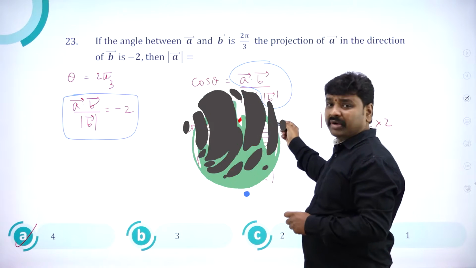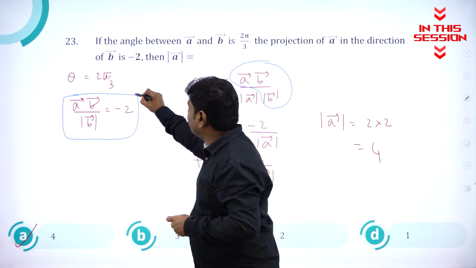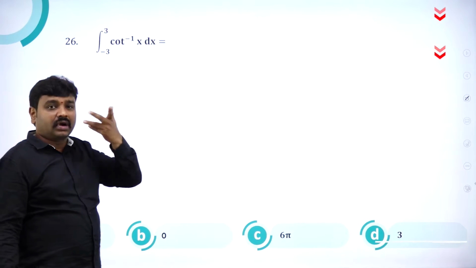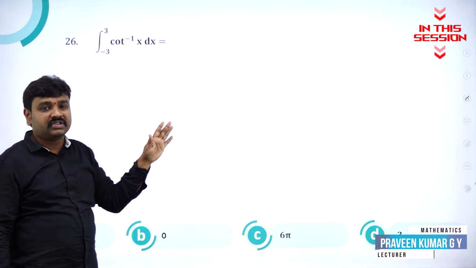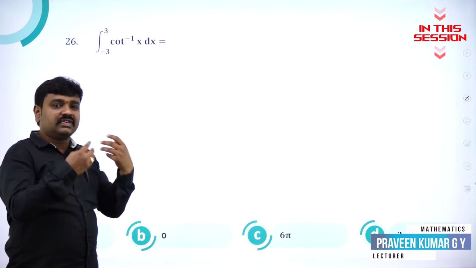A dot B by magnitude A, magnitude B. They have not given the dot product. They gave A dot B by magnitude B. This they gave in the form of what? This they mentioned as projection. All of you know the form of projection. Cot inverse of minus x is not minus cot inverse x. Cot inverse of minus x is not even cot inverse x. So it is not even, it's not odd.